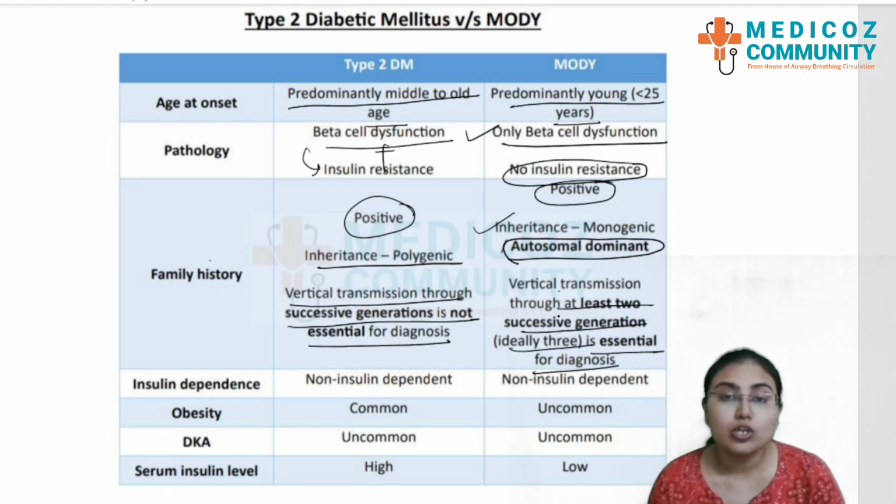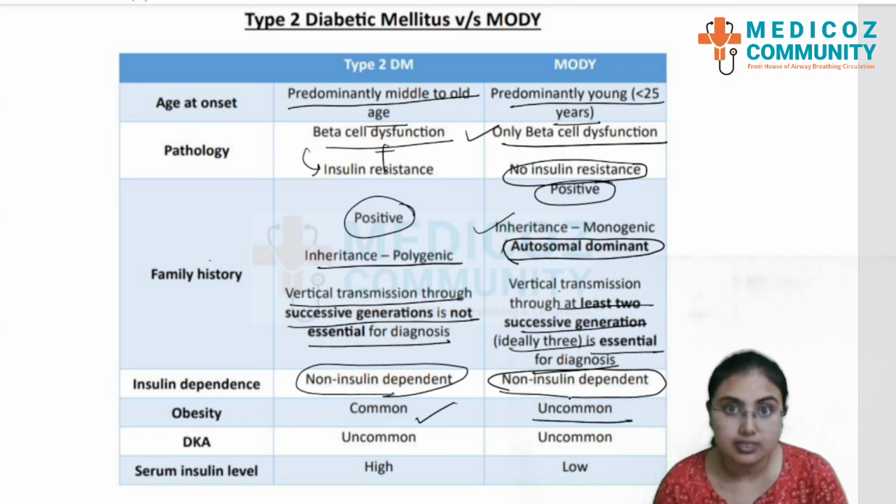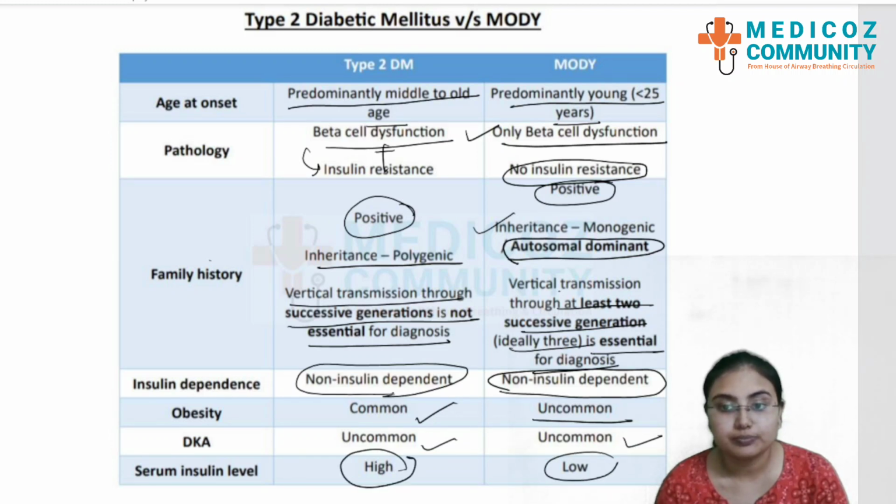Alright. So what about insulin dependence? Both type 2 and MODY are non-insulin dependent. So the treatment can be begun with oral hypoglycemic agents. Obesity is common in type 2 while uncommon in maturity onset diabetes in the young. Ketoacidosis is uncommon in both. The serum insulin levels again is high in type 2 while it is low in MODY.